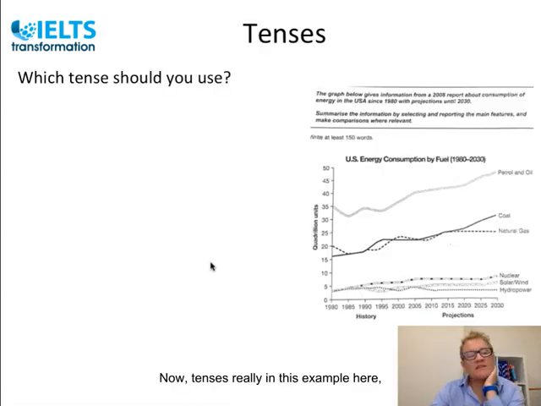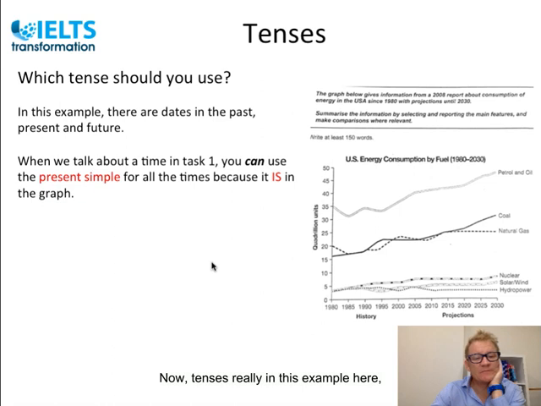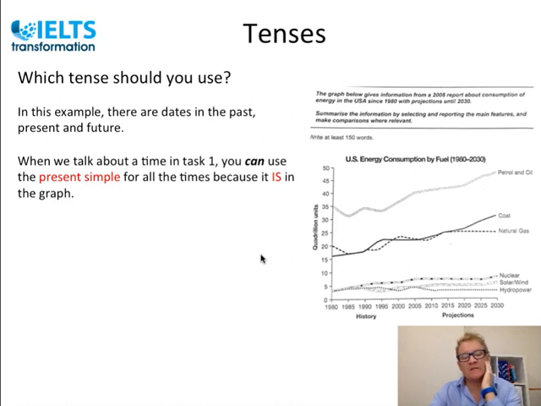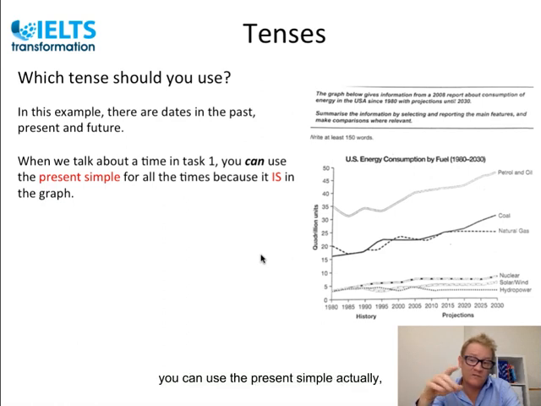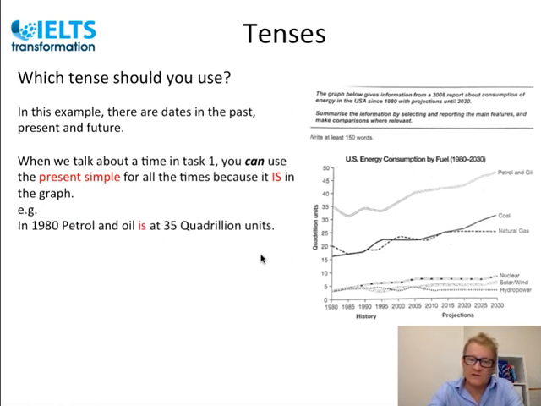Now tenses. In this example here we've got past time, 1980, current time, and then the future. But because this information is present in the chart, in the graph, you can actually use the present simple. So in 1980, petrol and oil is at 35 quadrillion units.